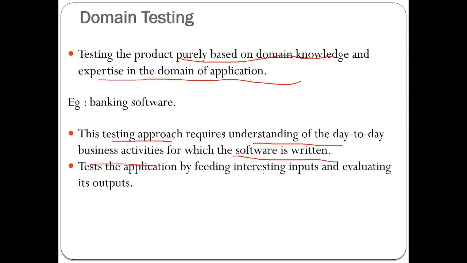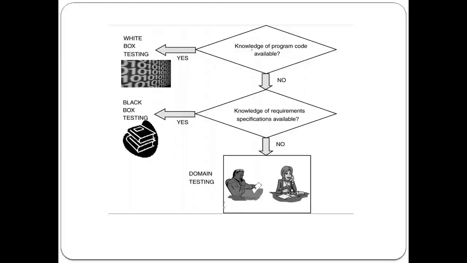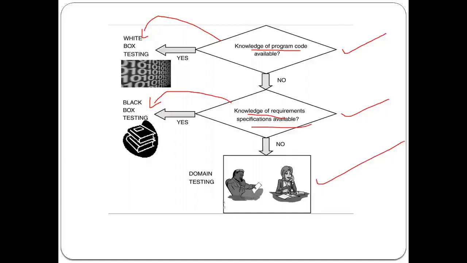Test the application by feeding interesting inputs and evaluating its outputs. So what type of inputs can be provided and what type of output is needed. So with this also the system can be tested. Now if the person has knowledge about the program code, then that person is suitable for white box testing. And if the person has knowledge of the requirement specifications available, then that person is suitable for black box testing. And if the person does not know the program code as well as the requirements, then that person, based on the domain knowledge, can do the domain testing.